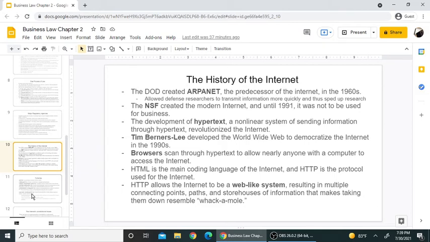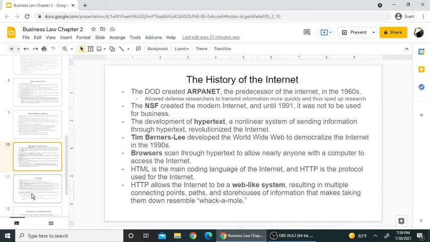So pretty much all you needed now. You didn't have to go through the DoD or the National Science Foundation. All you needed to access the internet after the World Wide Web was created was a computer and an internet browser, which basically scanned through the hypertext. And so because of that, pretty much anyone with a computer was able to access the internet.